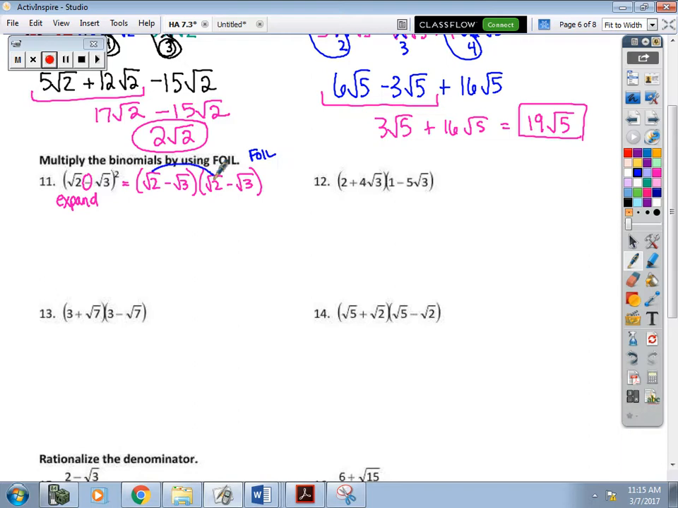Be careful. The square root of 2 times the square root of 2 is the square root of 4. Minus the square root of 6. Minus the square root of 6. And then the last terms we have two negatives make a positive. This should be a square root of 9.